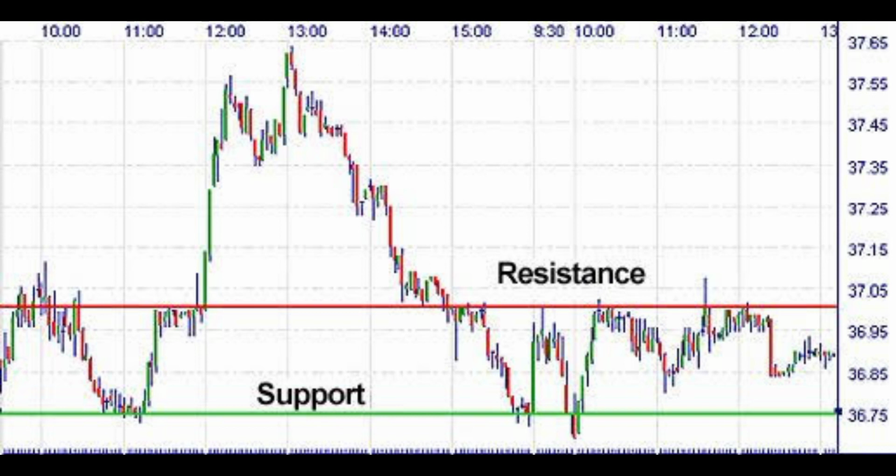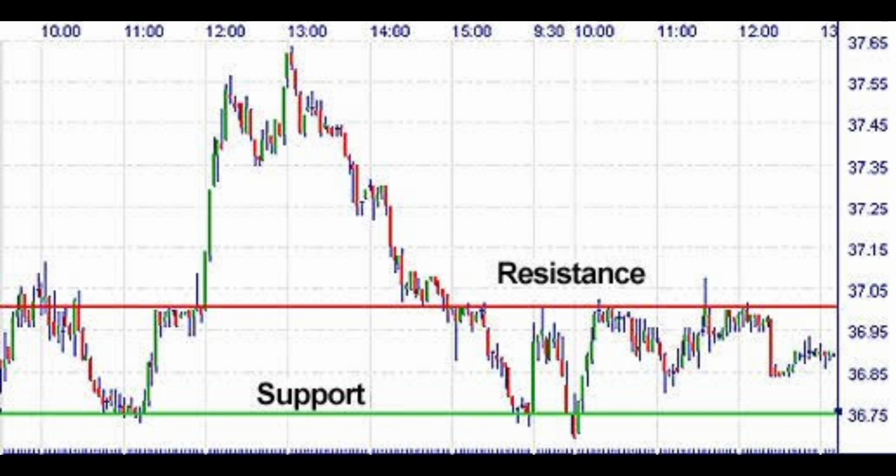Resistance. Resistance is a price level at which a financial instrument tends to stop rising and may experience a pullback. It represents an area where selling interest becomes prominent, preventing the price from advancing further.